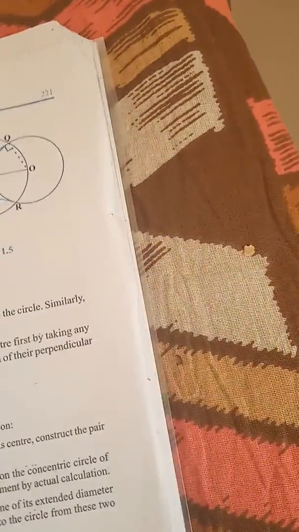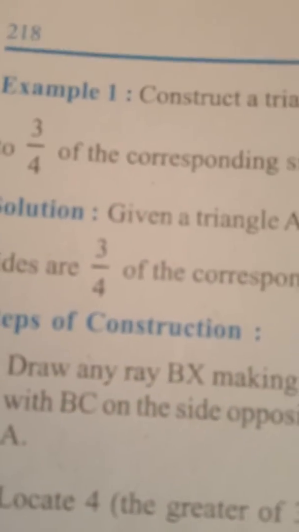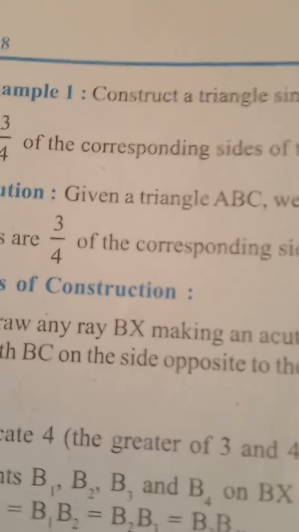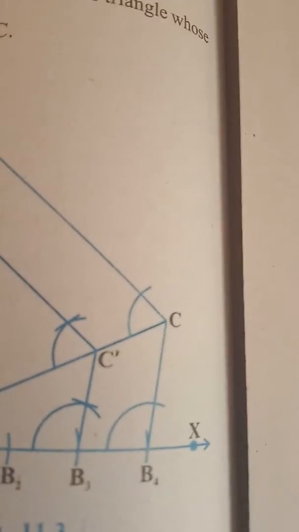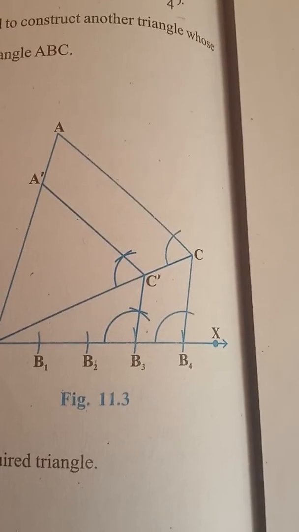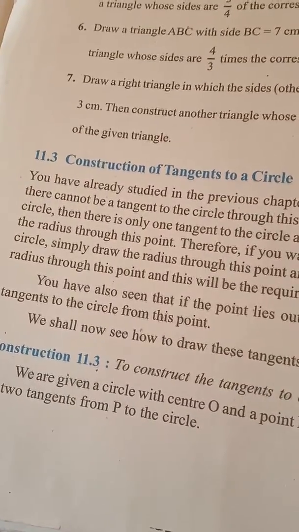Now from construction, a very important chapter, don't miss it, it is a scoring one. I'll just suggest 2 types of scale factor. Remember, if the scale factor is 3/4, the triangle will be inside, and if the scale factor is improper, that means 5/3, then the triangle will be outside. Just draw the parallel lines, and from the parallel lines get the measurement properly done, get it properly cut, then you will see that you will score. And if they ask you for drawing the tangents, then you can see this example, construction number 11.3. So construction is very easy.